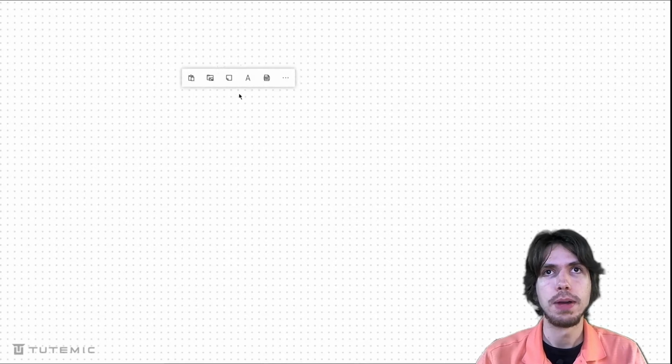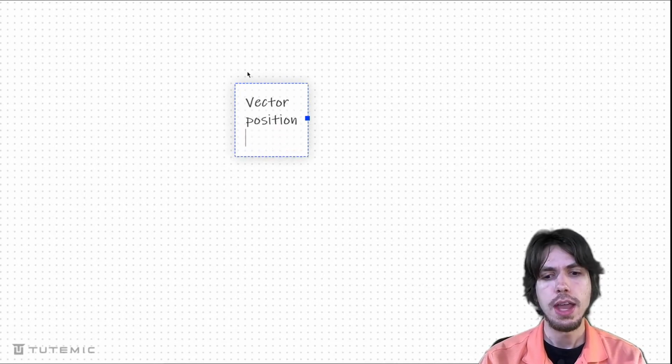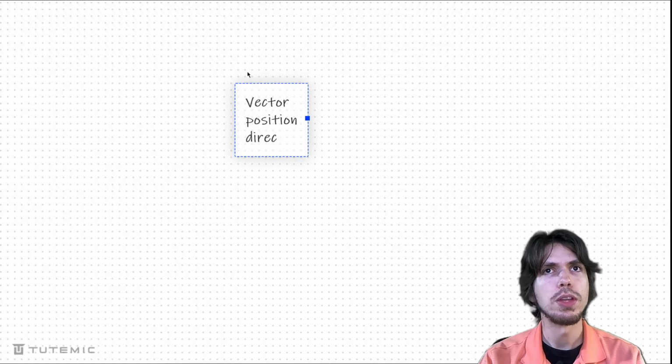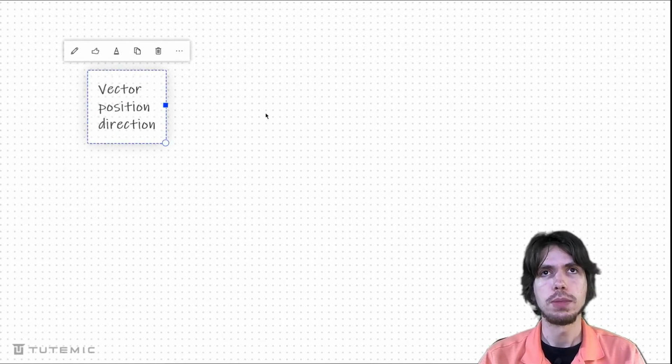Okay, let's start off by typing the word vector. Some of you may have already heard that we can use them for position, and some of you may have also heard that we use them for direction. How can they both be used for position and direction? Let's talk about that for a second.